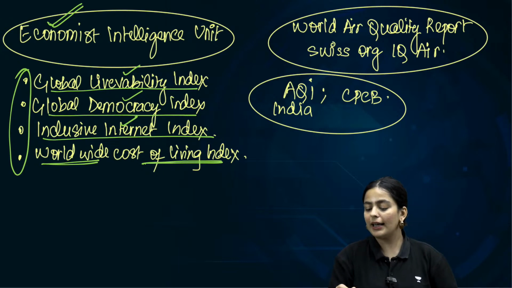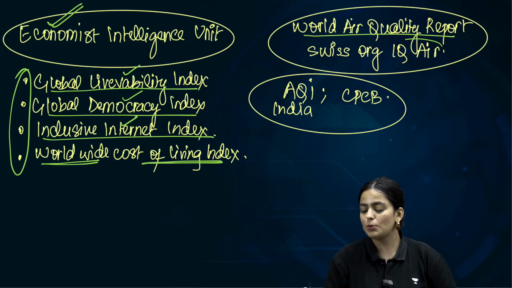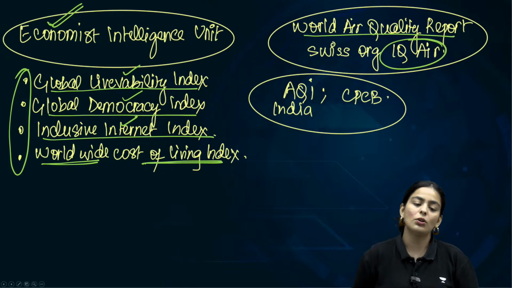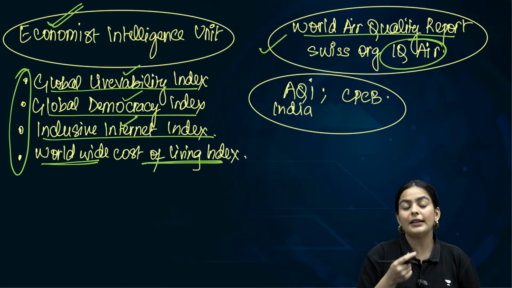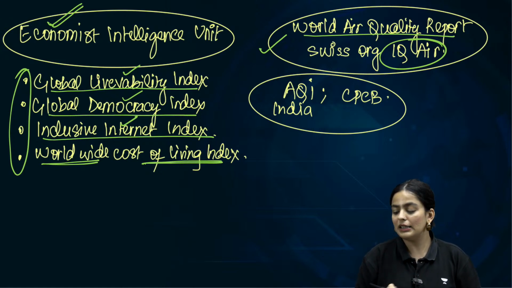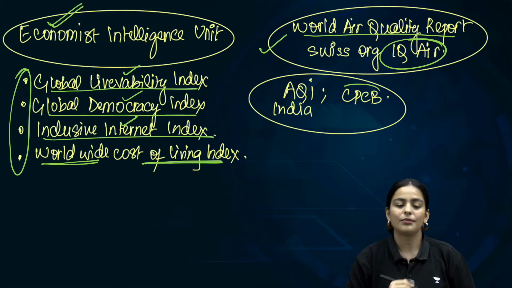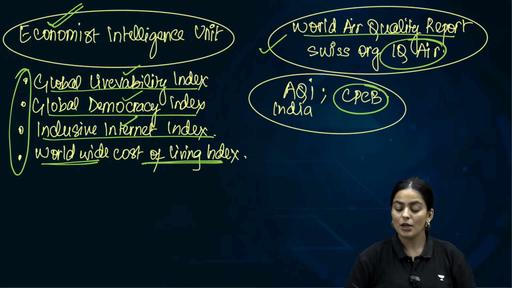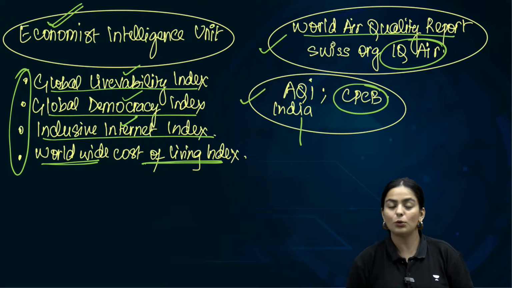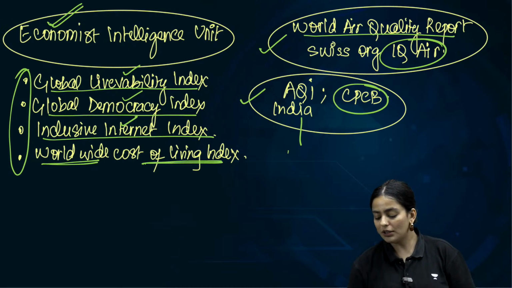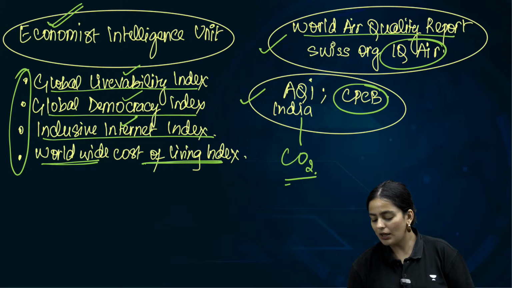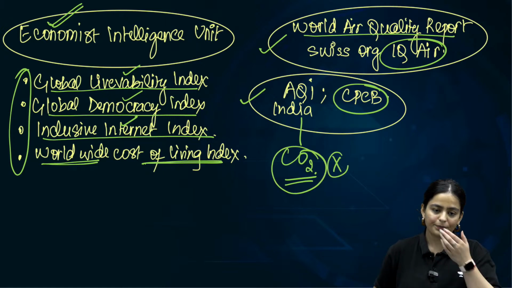Okay. World Air Quality Report is by the Swiss organization IQ Air. And the Air Quality Index in India is released by CPCB. We've already done the pollutants that are in the AQI index. The one pollutant that is not is carbon dioxide. Remember this discussion? Yes? All right.